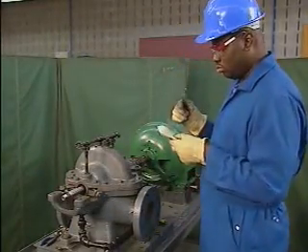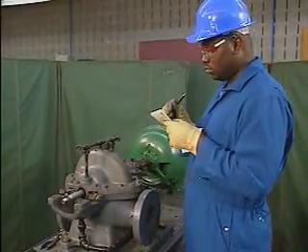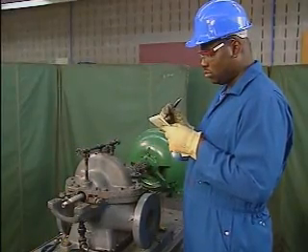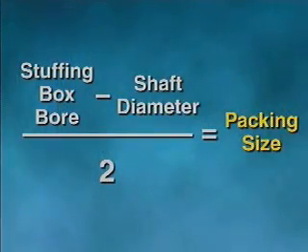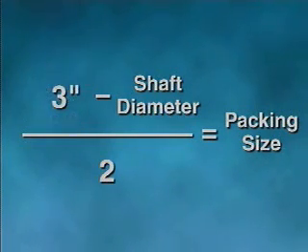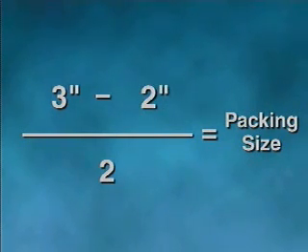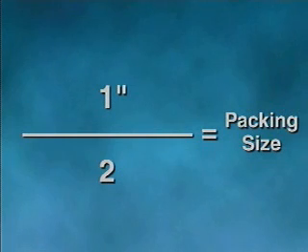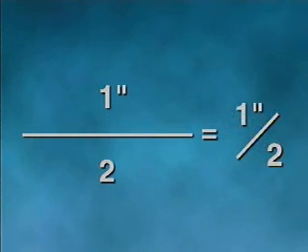Using these 2 measurements, the mechanic can determine the size of the packing rings using a simple formula. To find the packing size, he subtracts the diameter of the shaft from the bore of the stuffing box and then divides the result by 2. In our example, the bore of the stuffing box is 3 inches and the diameter of the shaft is 2 inches. 3 minus 2 equals 1. 1 divided by 2 is 1/2. Therefore, the size of the packing required for this application is 1/2 inch.